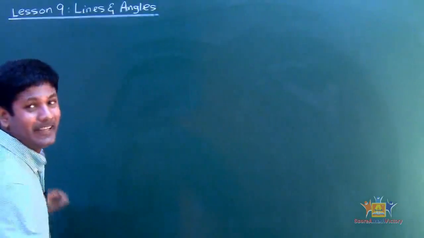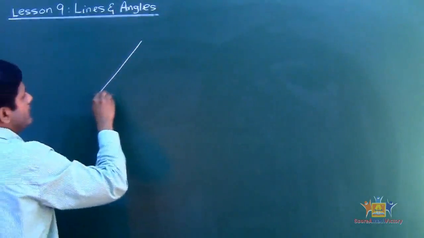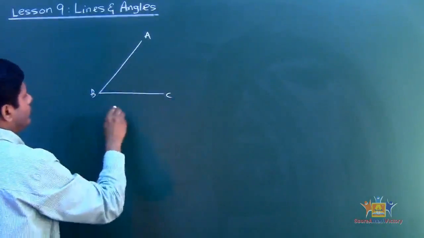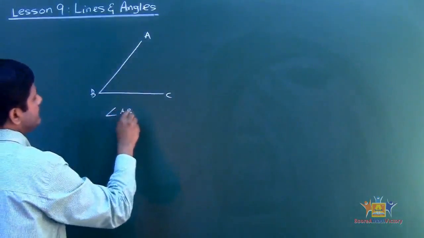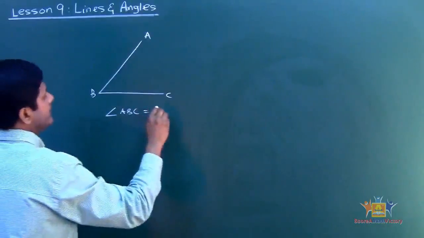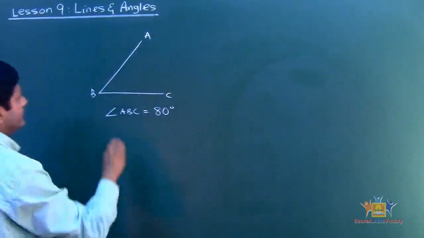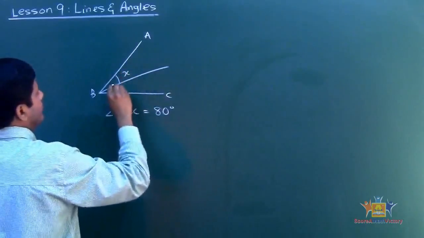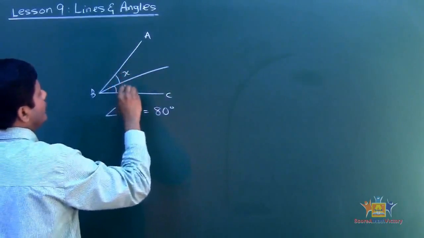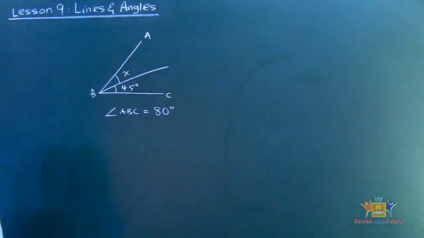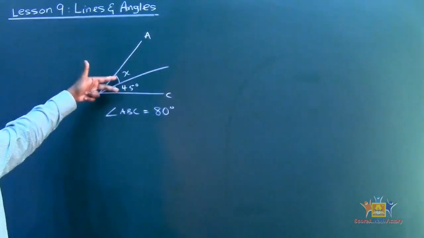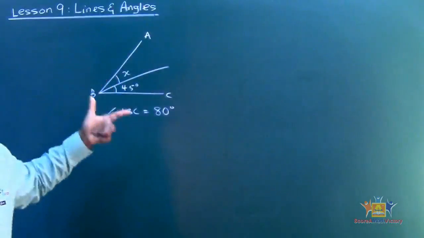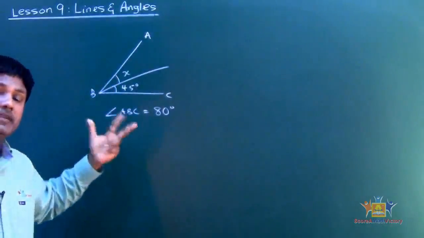Alright, my dear students. Let's say, for example, Mr. Mac gave you an angle. So this is A, B, C. And I told you angle ABC equals, let's say, 80 degrees. And I told you to find x. And I told you this one is 45 degrees. See that? Now, x and 45 are what? Adjacent. Adjacent means next to each other.